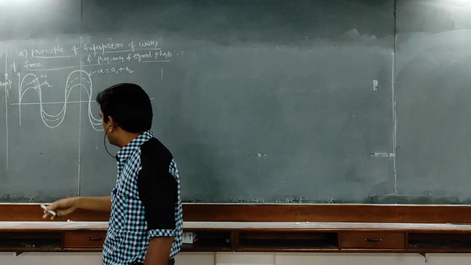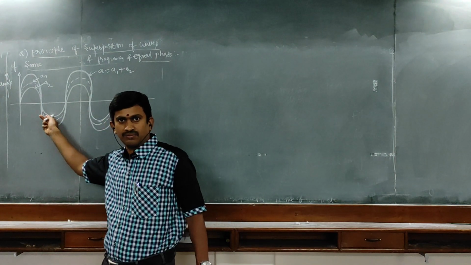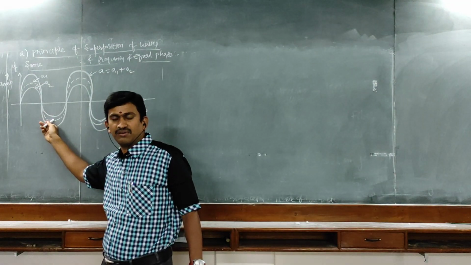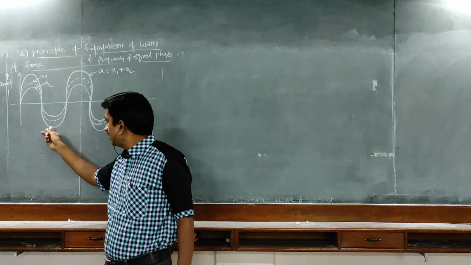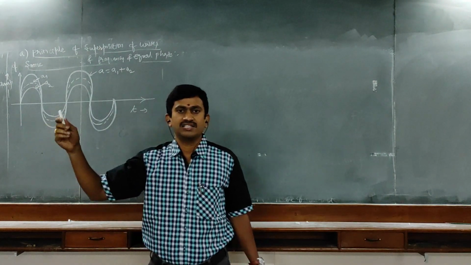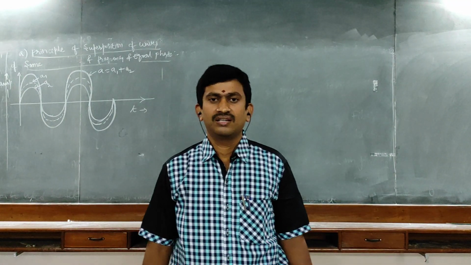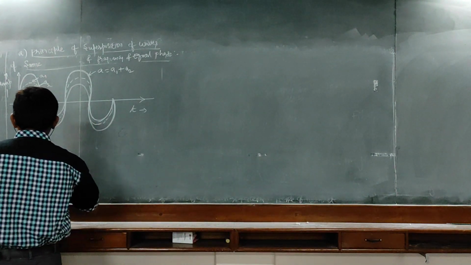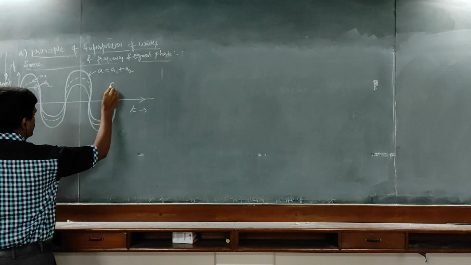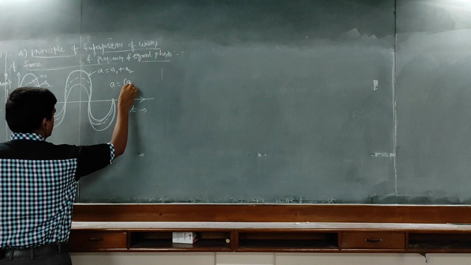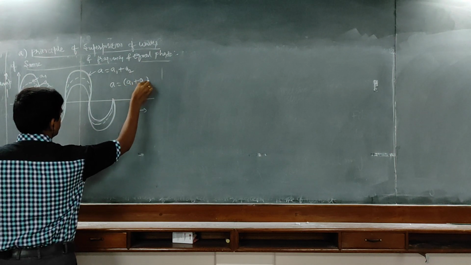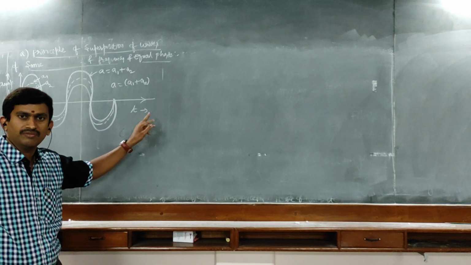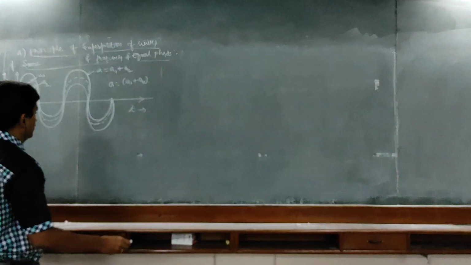In a similar manner, the trough of the first wave, whose amplitude is A1, exactly falls on the trough of the second wave, whose amplitude is A2. Hence, the resultant wave is the algebraic sum of the individual waves. If we apply the superposition theorem, then the individual displacement is given by A1 plus A2. Here we are having only two waves, hence the algebraic sum of A1 and A2 amplitude is given by.